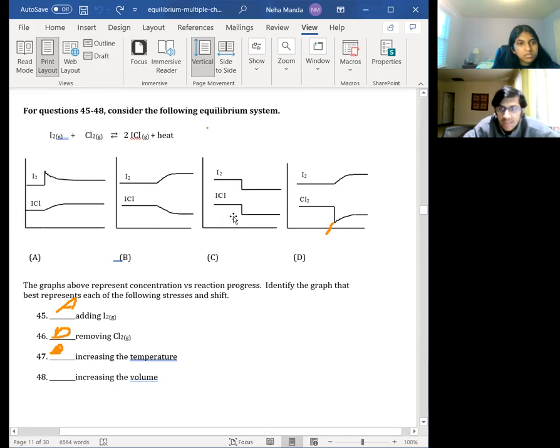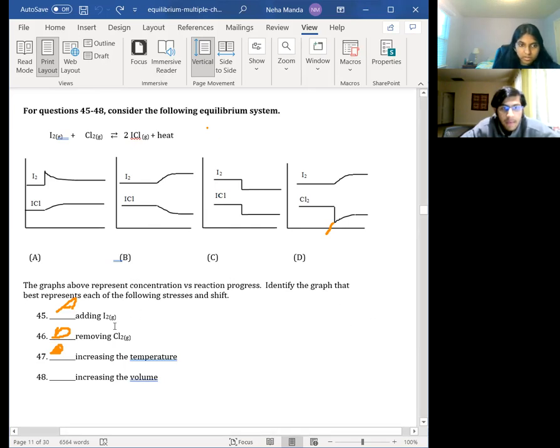Increasing volume means less pressure. Less pressure means we want to go to more moles. There's more moles on the right. Or there's the same. It's the same. Yeah. I don't really know what this is. Okay, let me check the answers.